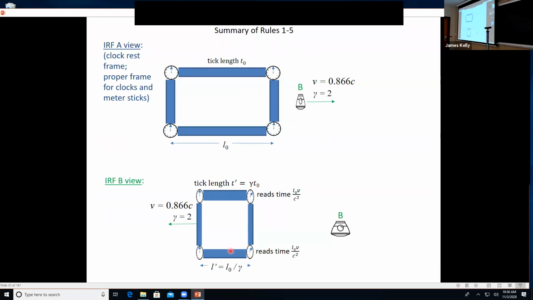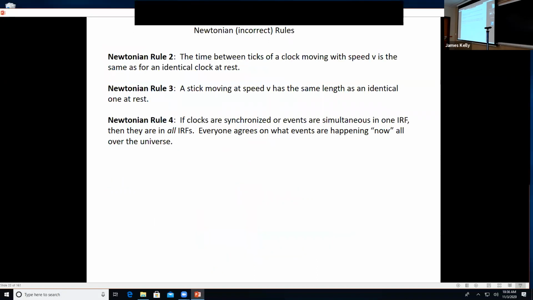And the exact formula involves that LV over C squared thing. And furthermore, I couldn't really put this in as a picture, but the tick length actually increases. So these clocks are going to be going slowly compared to how they appeared to run up there. So that's all 5 of those rules, or all 5 of the effects, visualized in just one figure. Nice summary. I believe this is from Mermin.